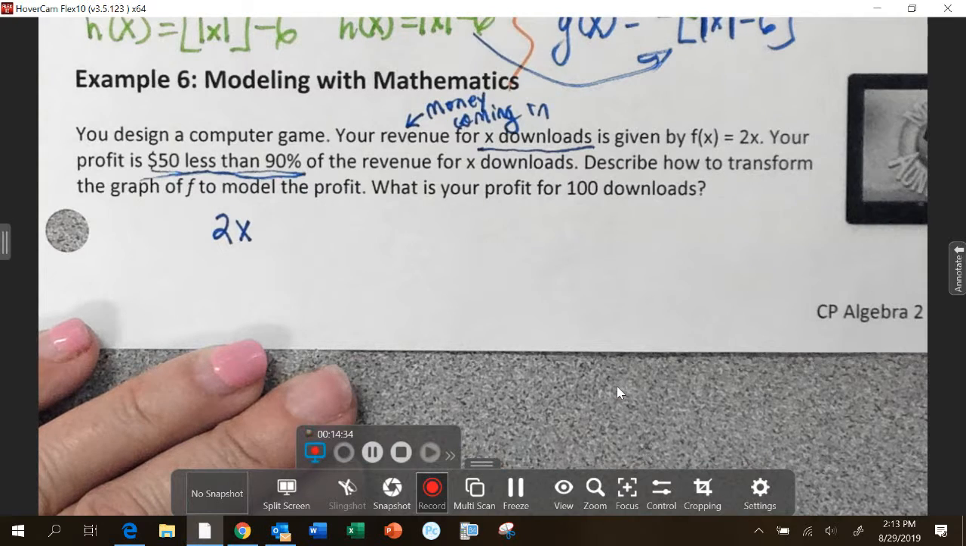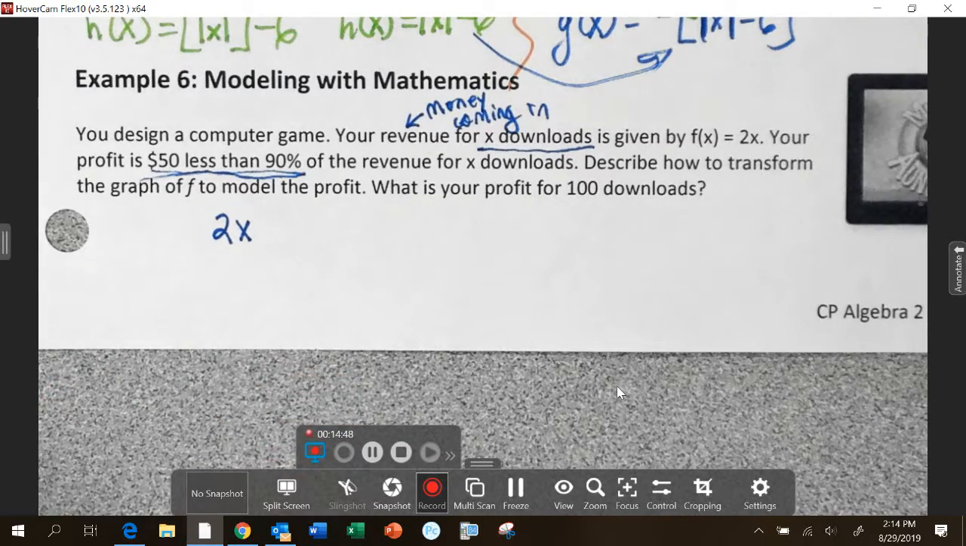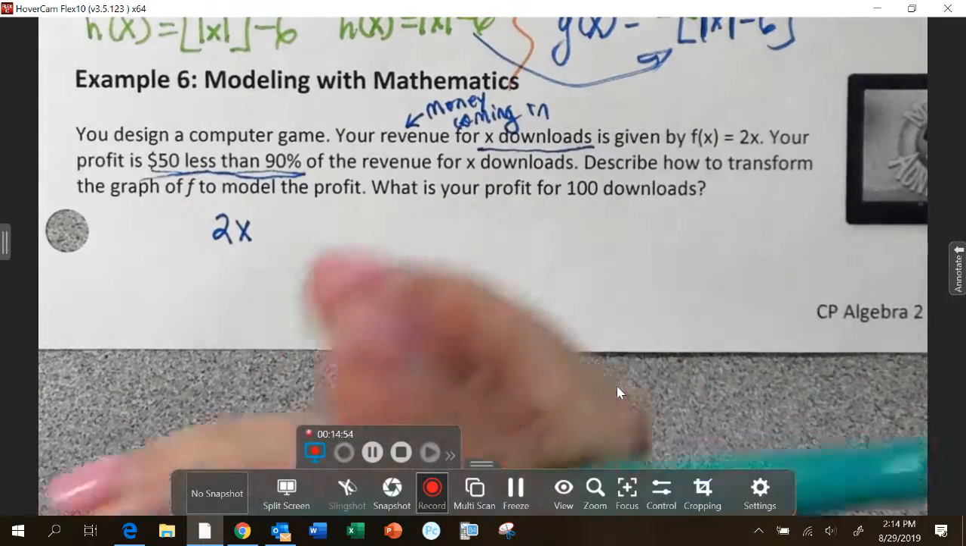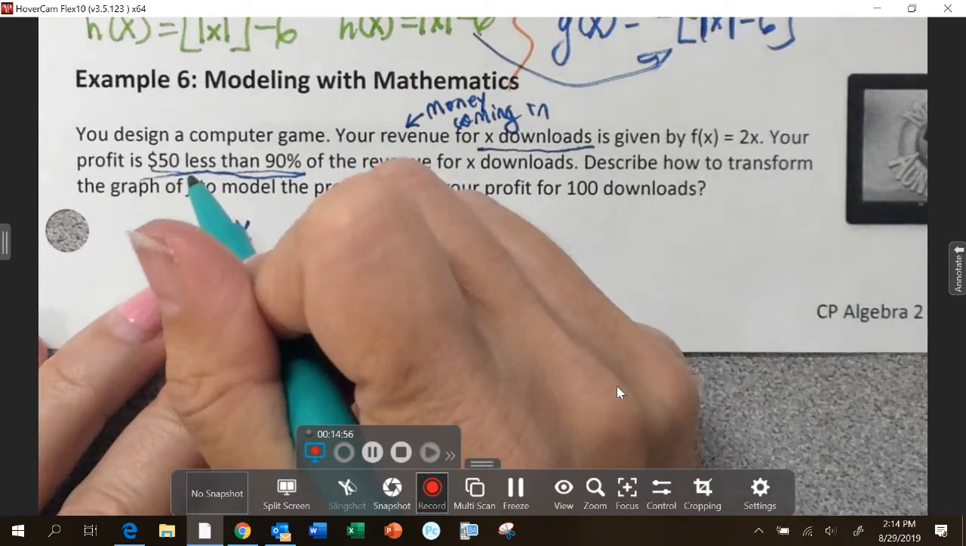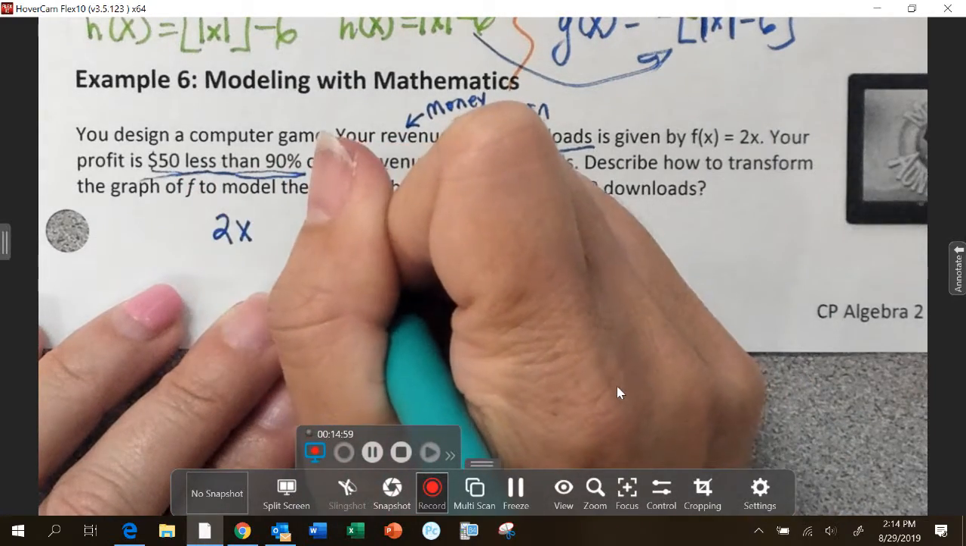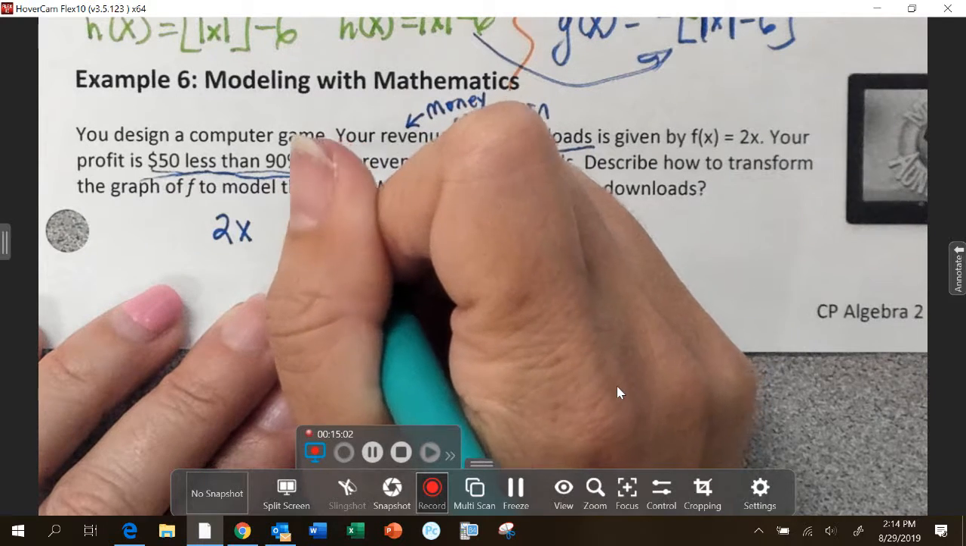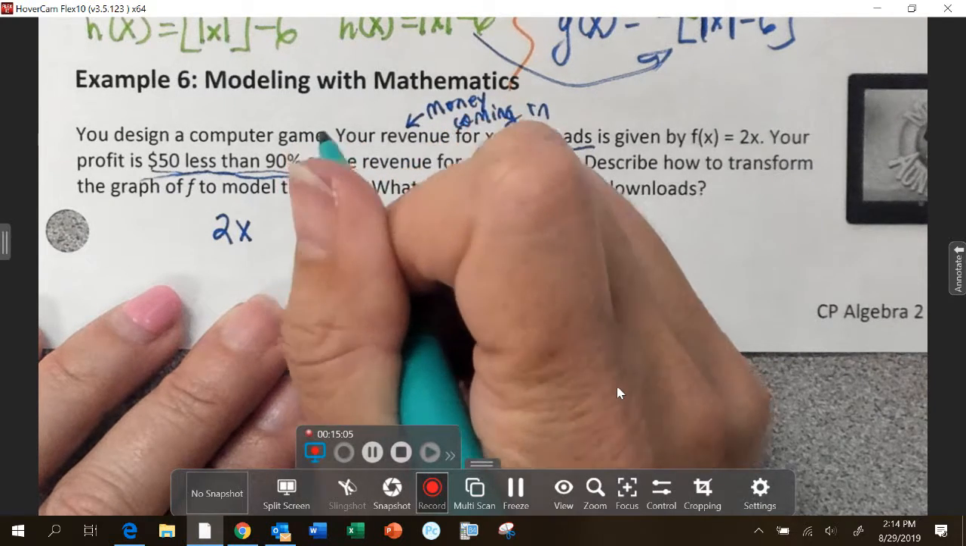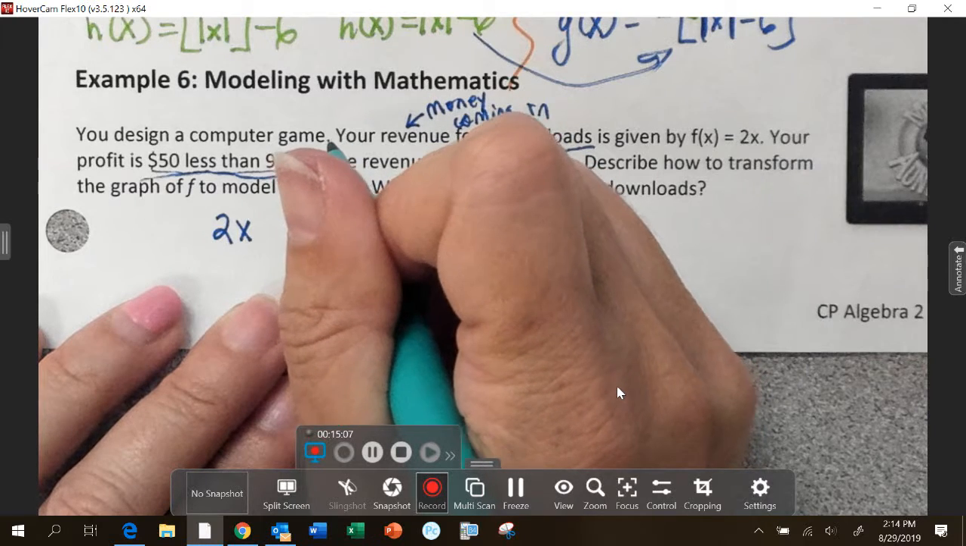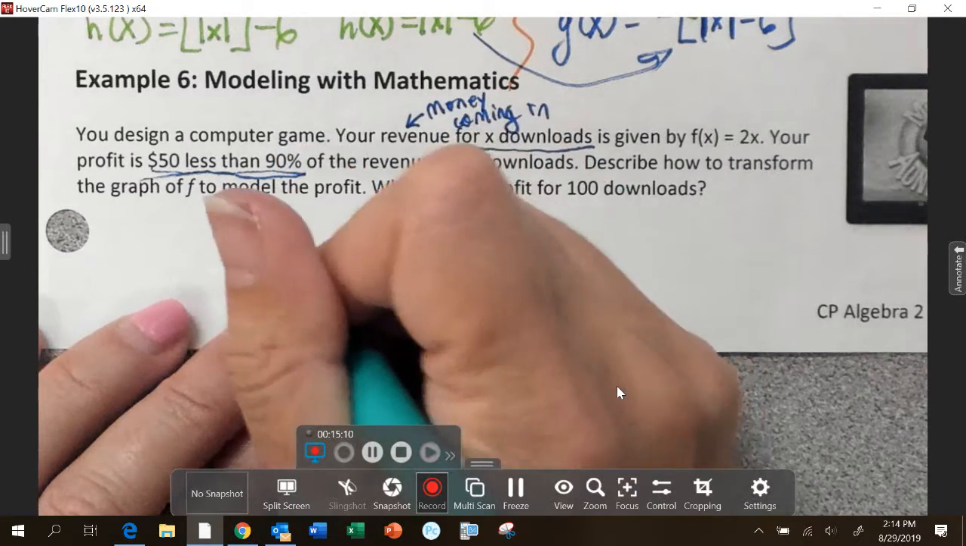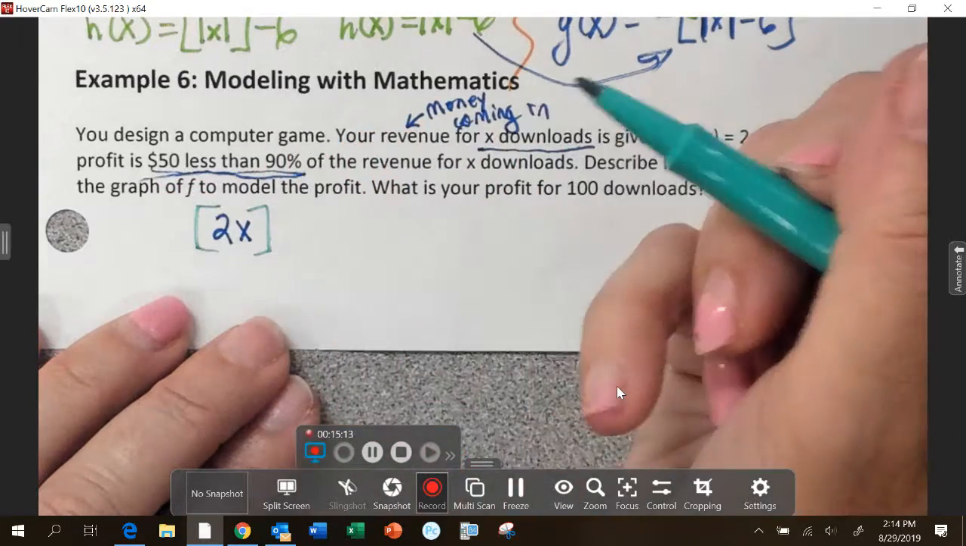What are we going to do first? $50 or 90%? There's nothing to plug in. $50 less? How about 50 equals 2x? Are you reading with me? Yeah. So what we're trying to figure out right now is what it means to do $50 less than 90% of. So do you start subtracting 50 first, or do you find the 90% first? Find the 90% first. That's a very good question.